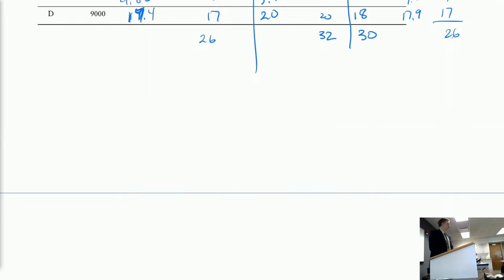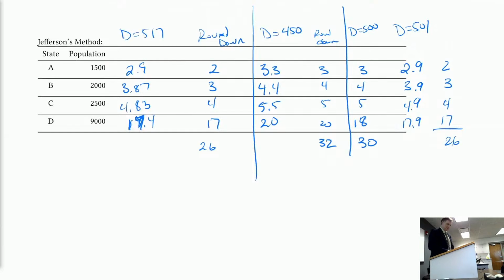Jack asks: for Jefferson's method, didn't you just do the same thing where you just appoint the seats, or would that turn it into the Hamilton method if you just appointed the seats to the one with the highest decimal? Yeah, that is Hamilton's method. So if you did that, you would get Hamilton's method. Jefferson's method generally gives you a different apportionment than Hamilton does.